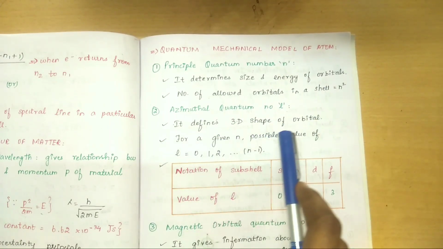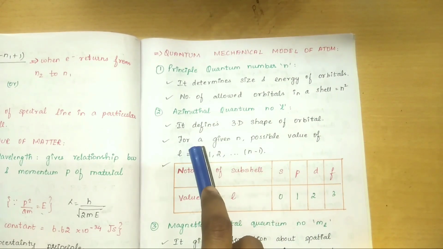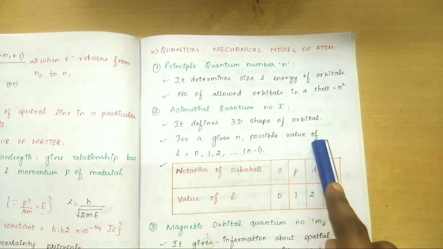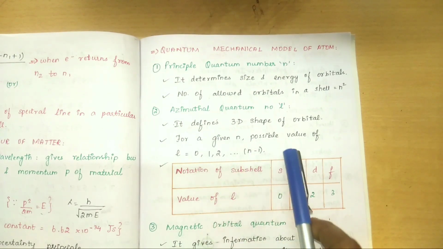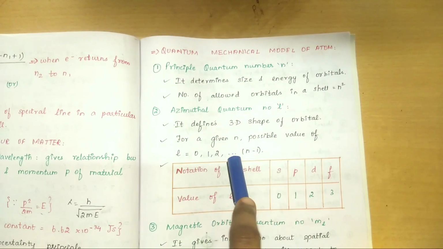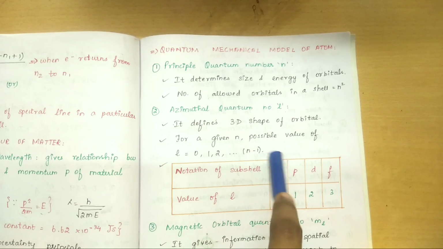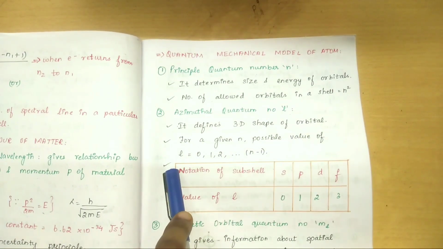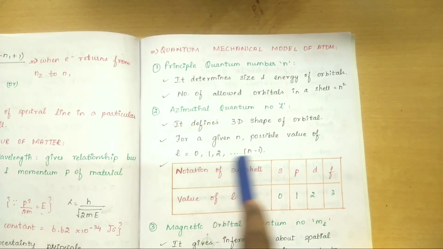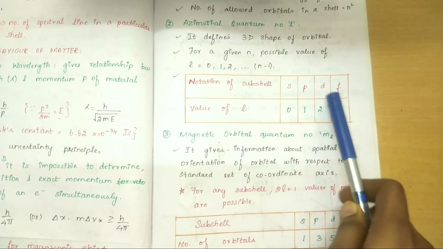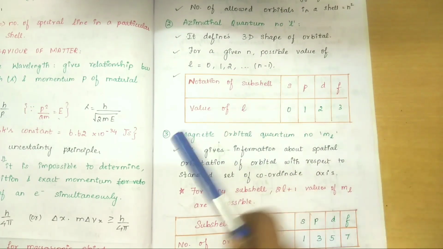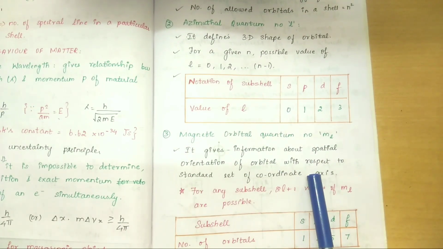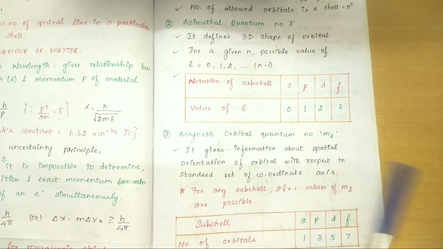The azimuthal quantum number is represented by l, and it defines the 3D shape of the orbital. In which shape it is present, we can define with the help of the azimuthal quantum number. For a given principal quantum number, the possible values of the azimuthal quantum number are from 0 to n minus 1. The notations of the subshells are s, p, d and f, and their l values are 0, 1, 2, 3 respectively.